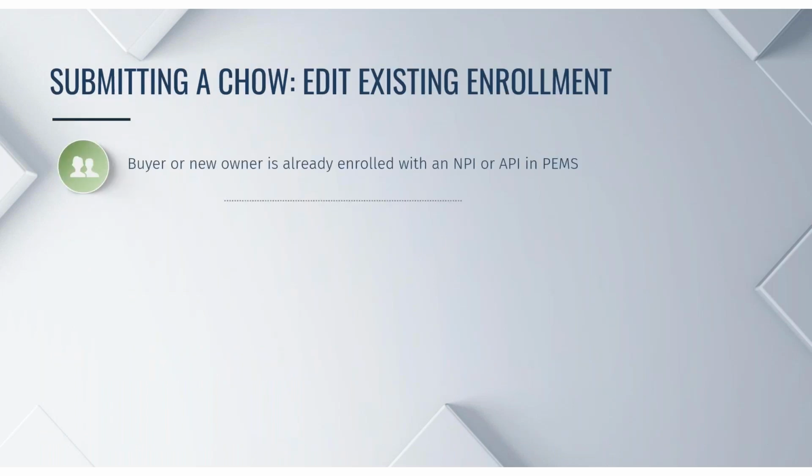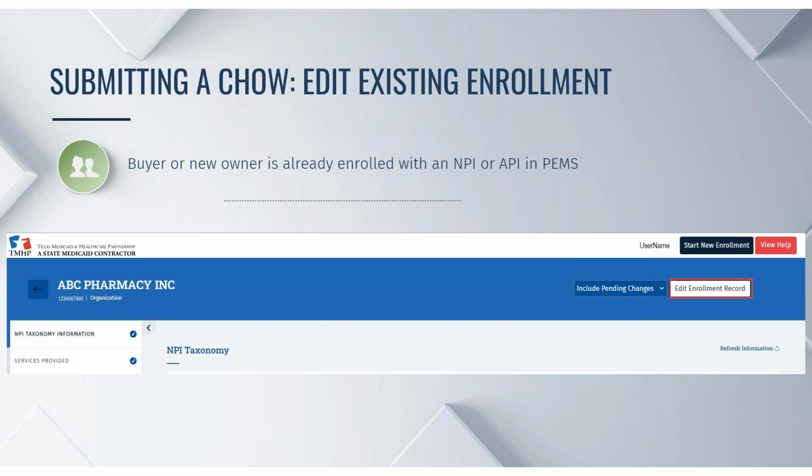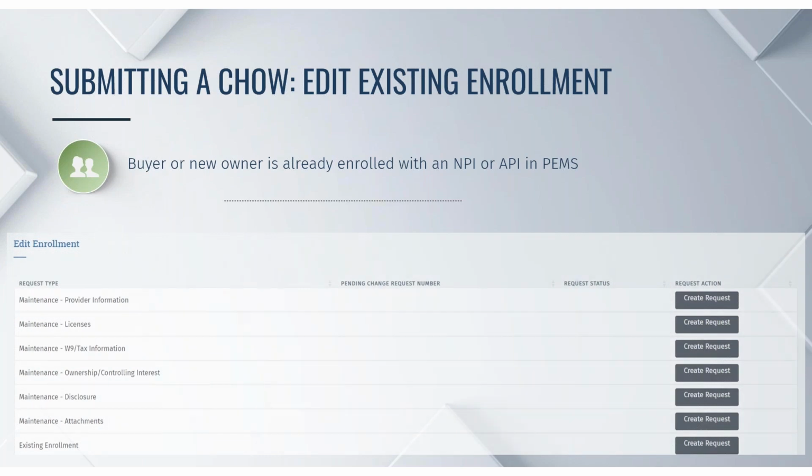A CHOW is submitted using an existing or new enrollment application, depending on the buyer or new owner. If the buyer or new owner is already enrolled with an NPI or Atypical Provider Identifier, API, in PEAMS, the buyer or new owner must submit an existing enrollment application. View your approved application and click Edit Enrollment Record. Then, select Create Request for existing enrollment to open the enrollment record and make changes.